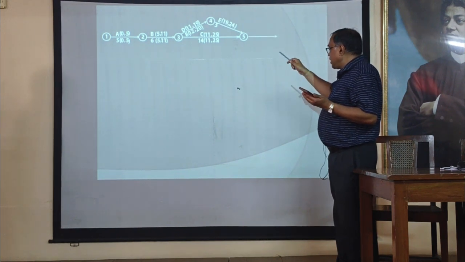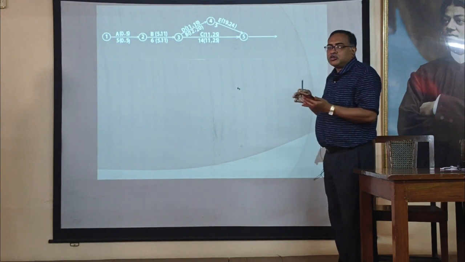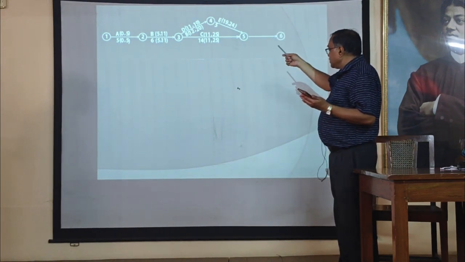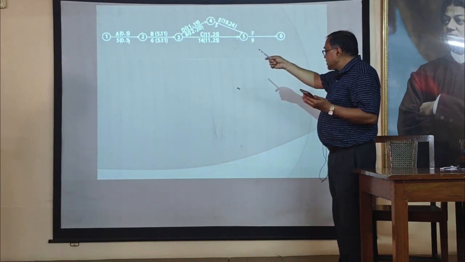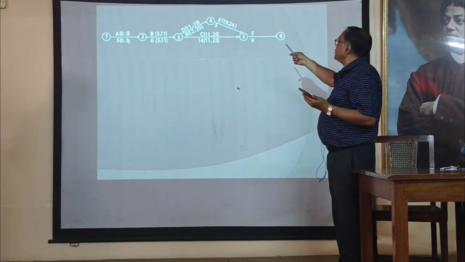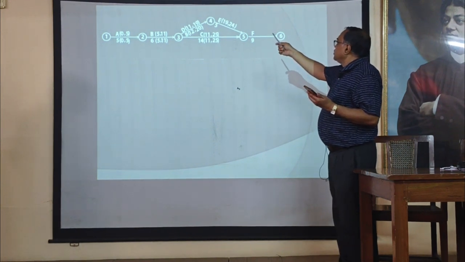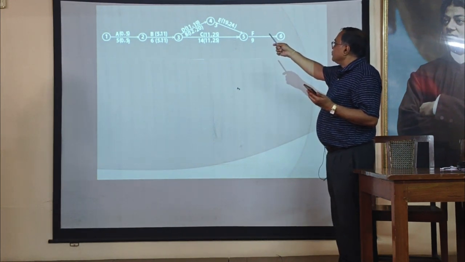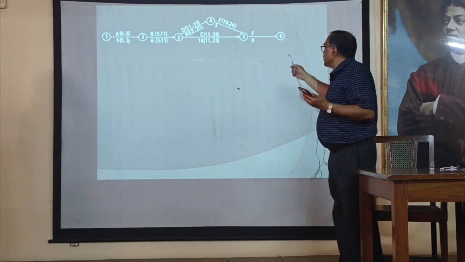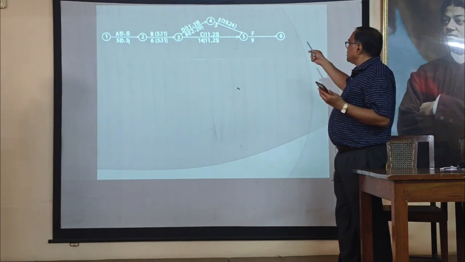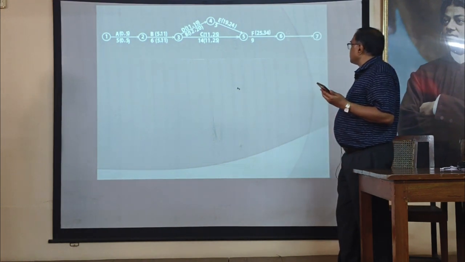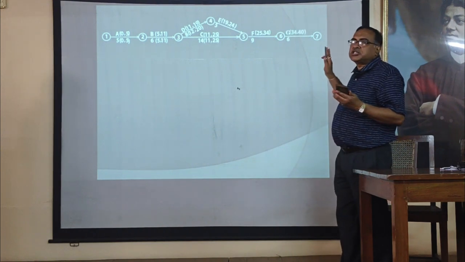And here, this is merging. Two activities merge at event number 5. The C activity started from the third event and finished at the fifth event. The E activity started from the fourth event and finished at the fifth event. Next, F activity, its early start time and early finish time. Then G activity started from the sixth event and it is the finishing activity.